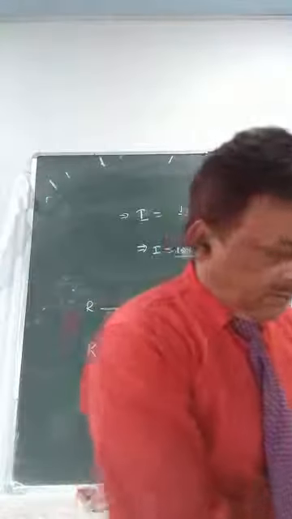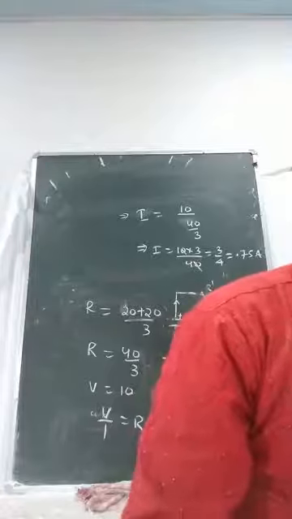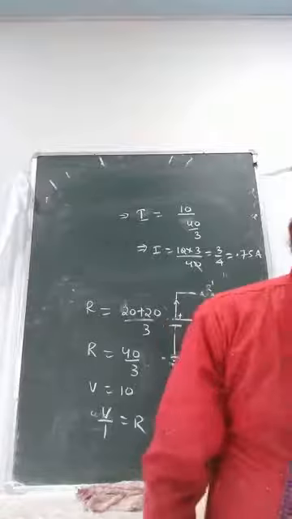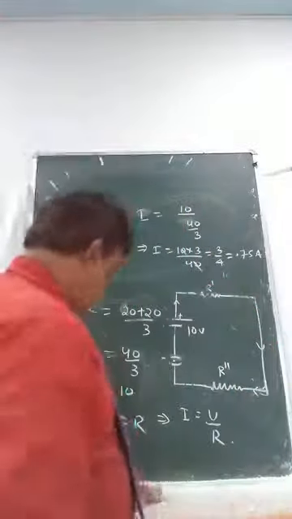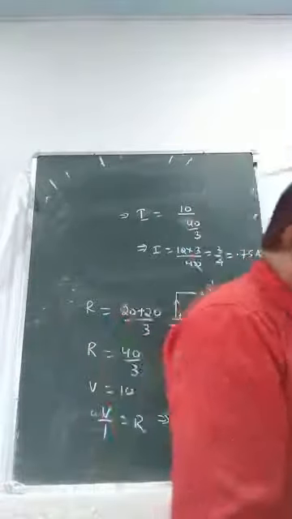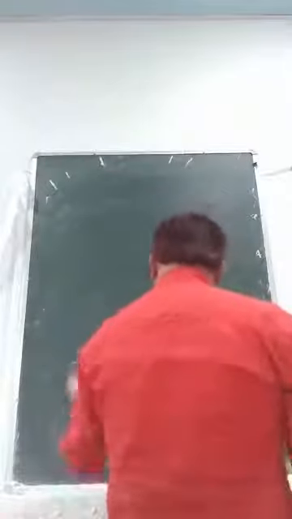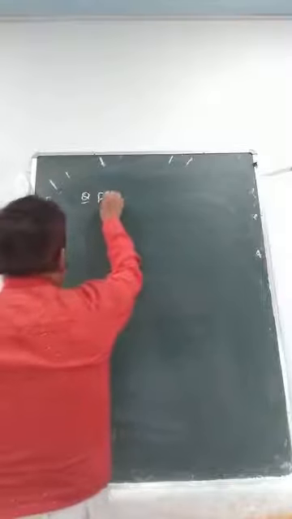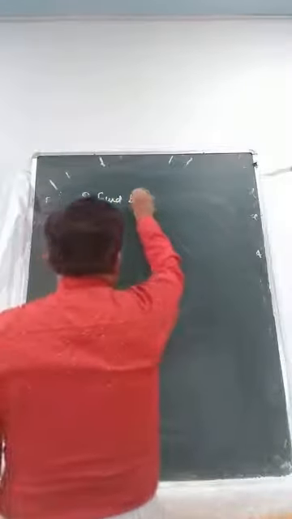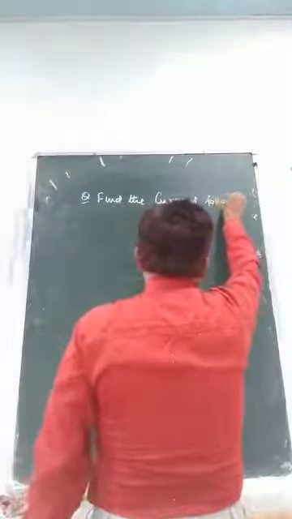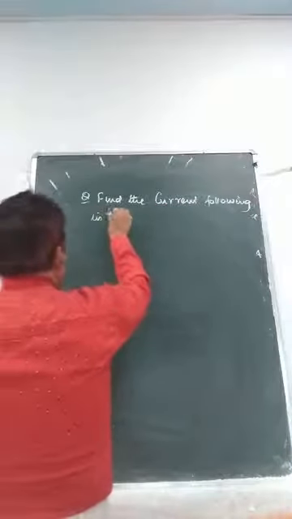Okay. So see the next question. Find the current flowing in this circuit. We have to practice some more questions like this, then only it will be easy for us. Find the current flowing in the following circuit.